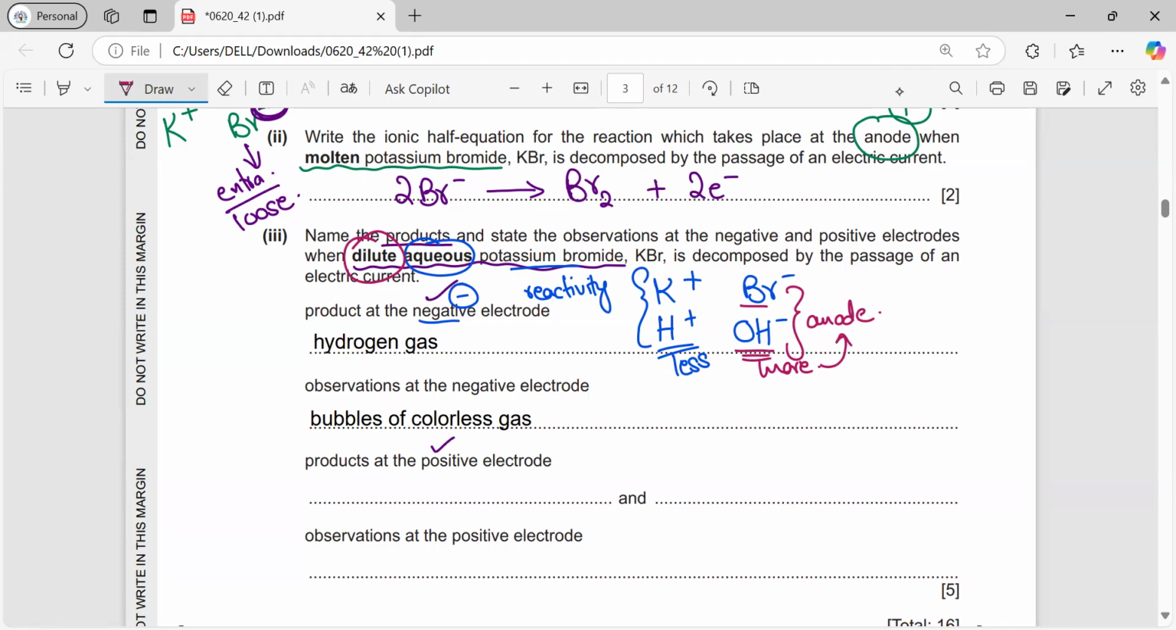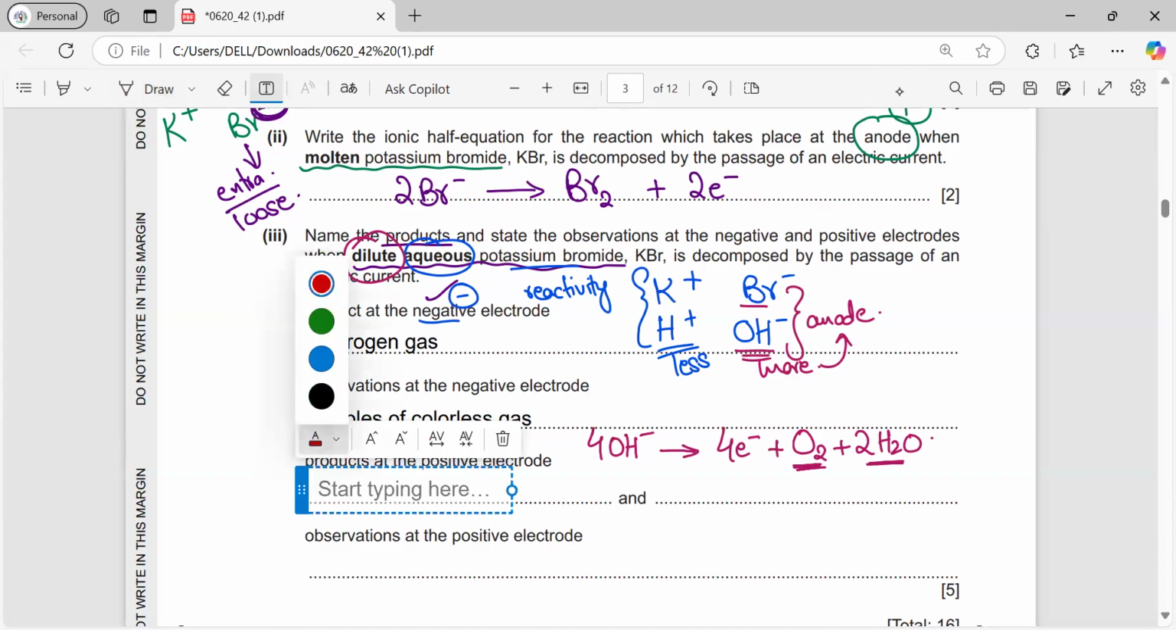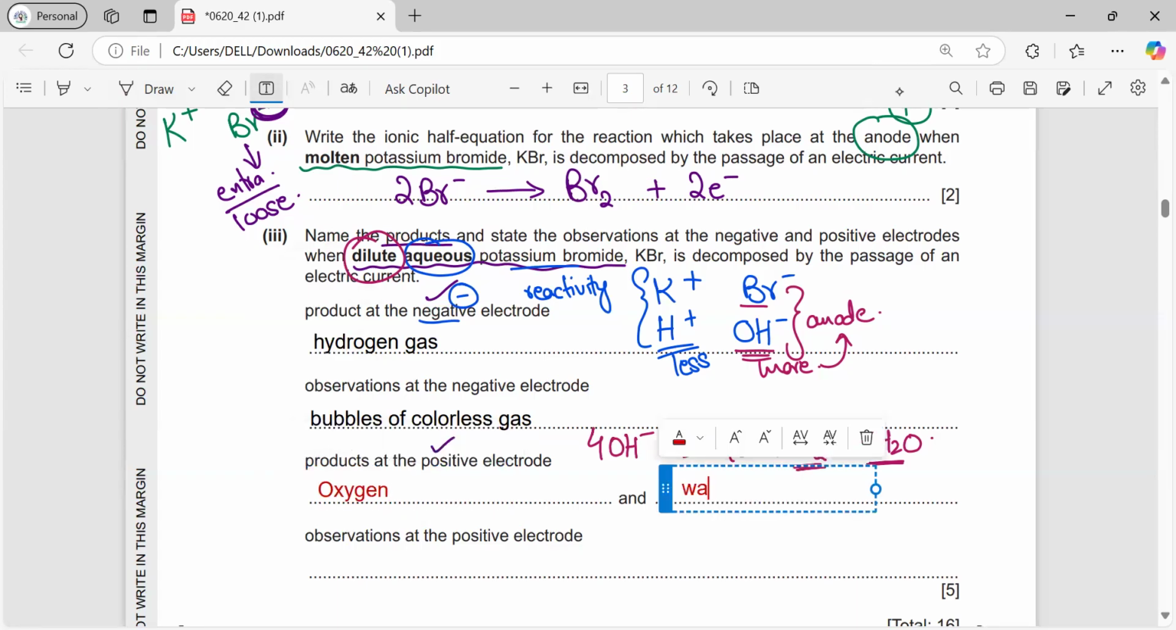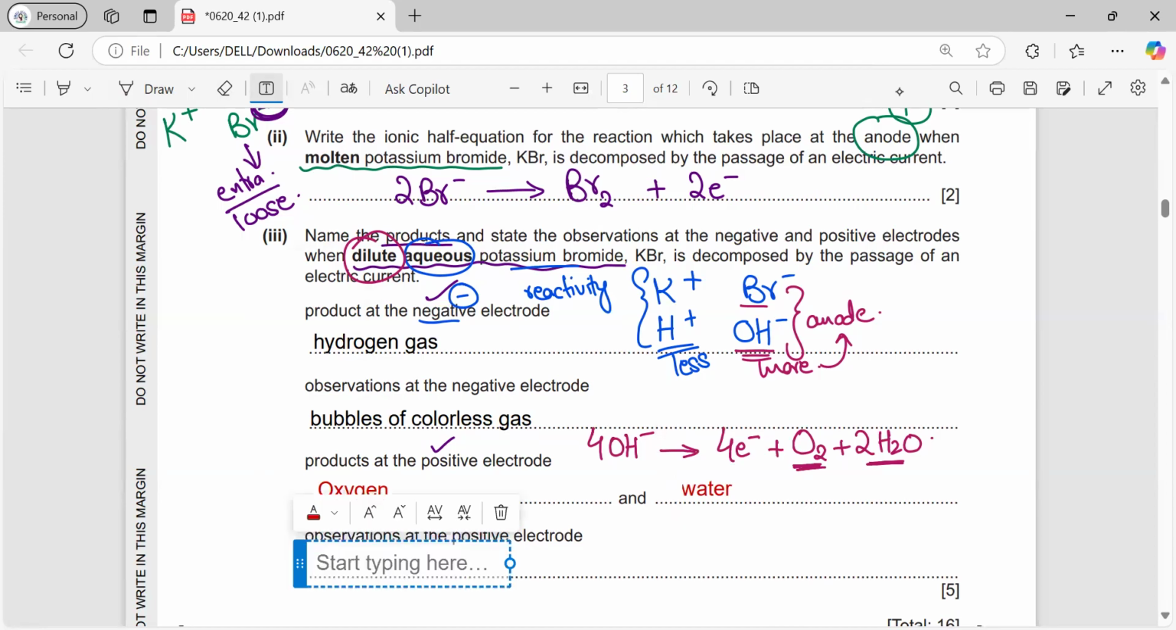This is the equation. When hydroxide ions discharge at the anode, 4 OH negative will give 4 electrons and form O2 plus 2 water molecules. So oxygen and water, these are the two products of this reaction. So we'll write them here. Oxygen is formed and water. Observations at the positive electrode. Now the observation will be the same, that it will form the bubbles of a colorless gas.